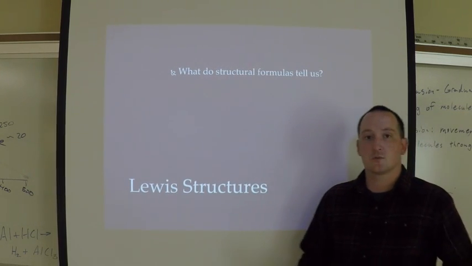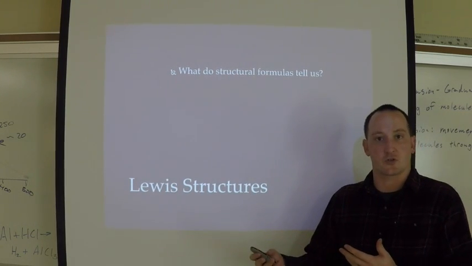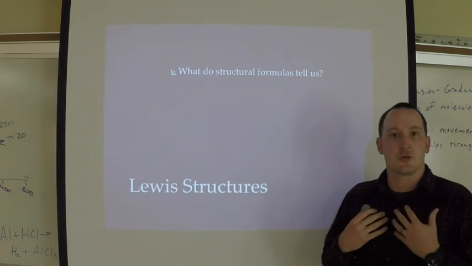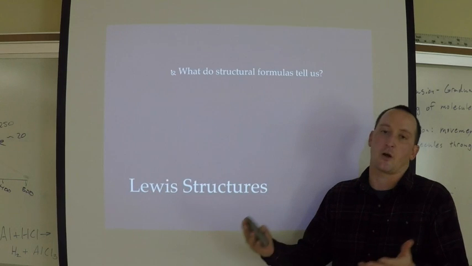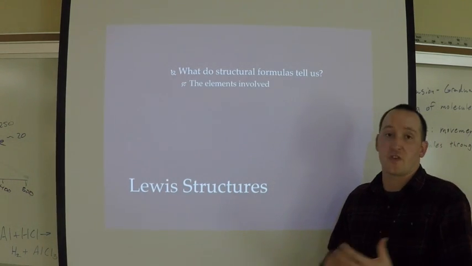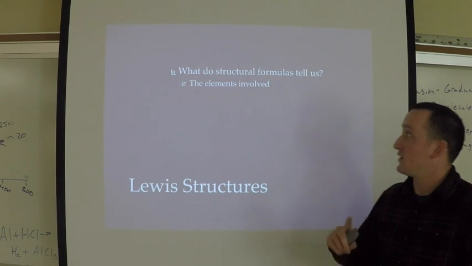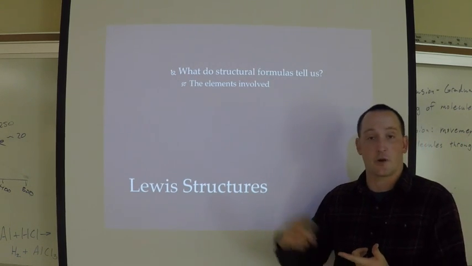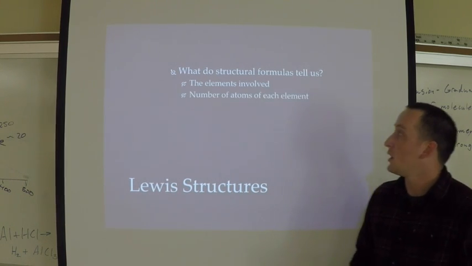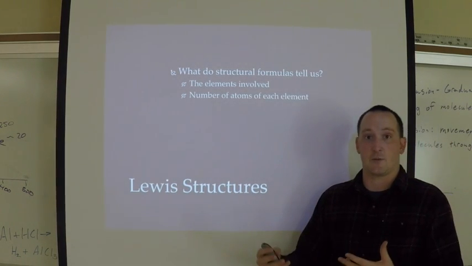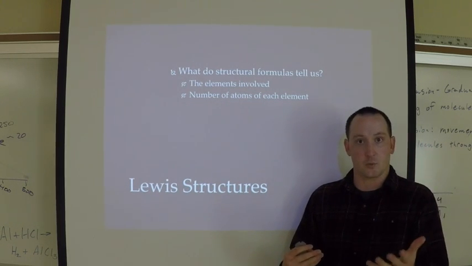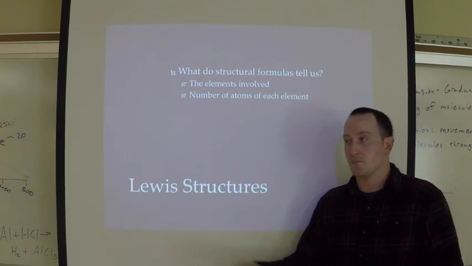Lewis structures, also known as structural formulas, you'll hear those words used interchangeably. I'll generally refer to them as Lewis structures, but they could also be referred to as structural formulas. What they tell us is really the same thing that molecular formulas do. They tell us the elements that are involved. So in our last example, CO2, they tell us we've got carbon and oxygen. They tell us the number of each type of atom: carbon, only 1 of them, and oxygen, 2 of them.